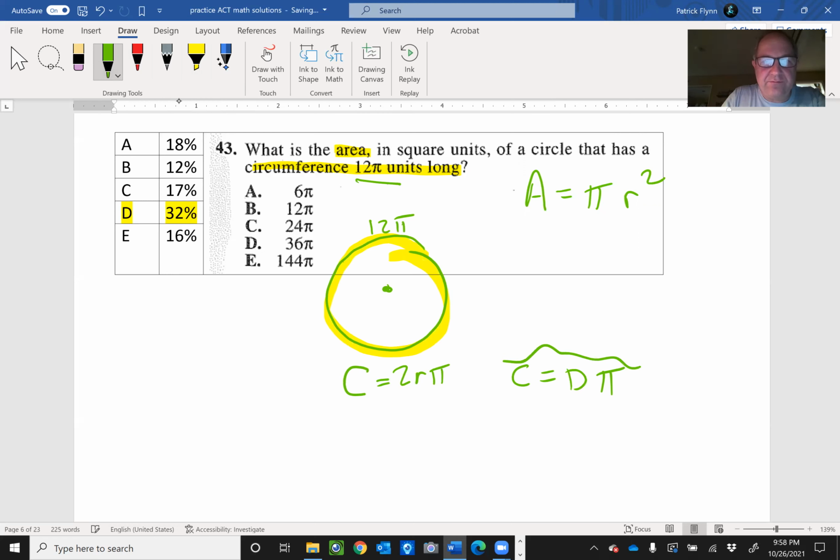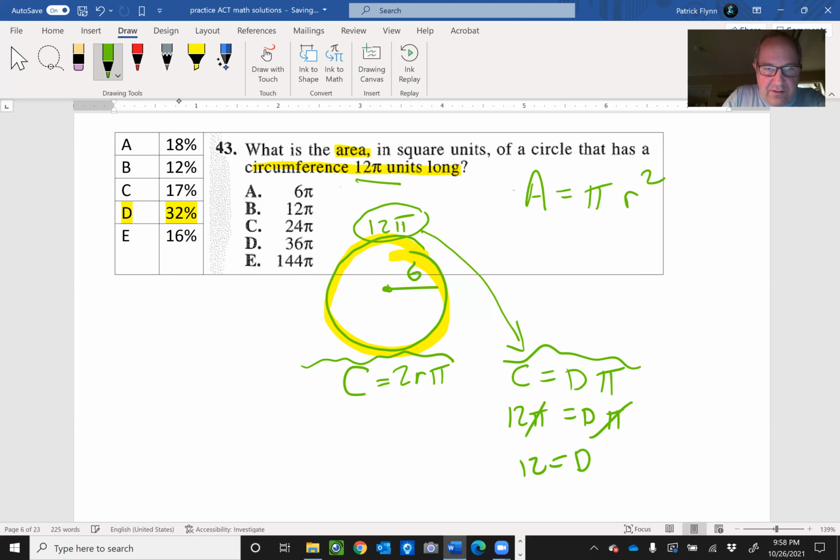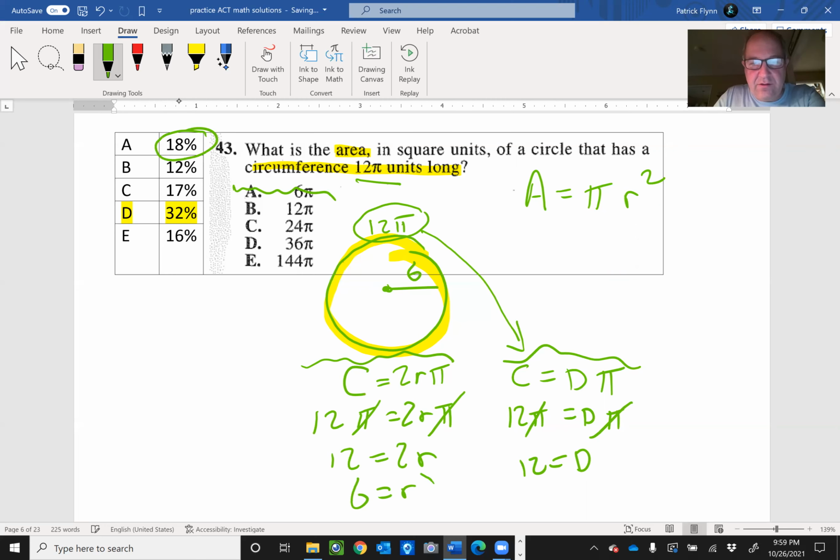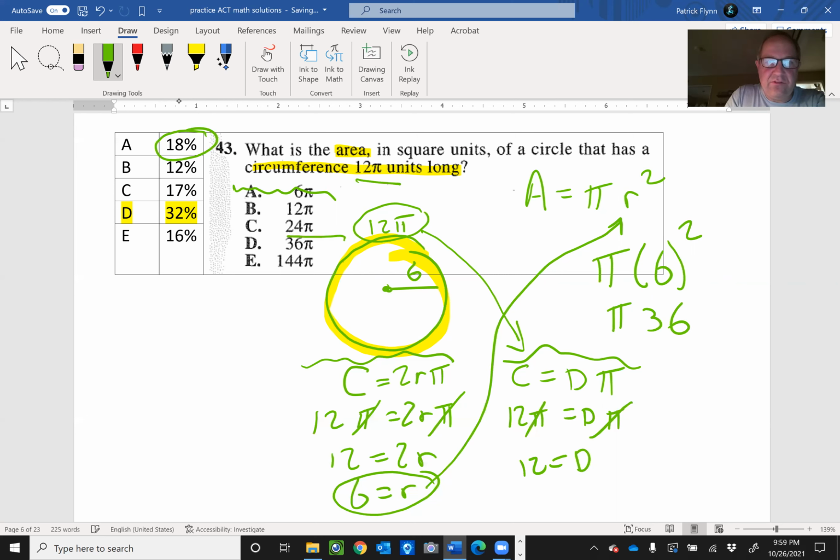Let's say I chose this one. I'll plug that in for circumference. Cancel out the pi's, and I know that the diameter is 12, so the radius must be 6, right? If I had done this one instead, 12 pi equals 2r pi, cancel out the pi's, divide both sides by 2, we still get 6. Don't fall for it though, 18% of people did. Radius is 6, plug it in. So it'll be pi times 36, which is choice D. Be careful.